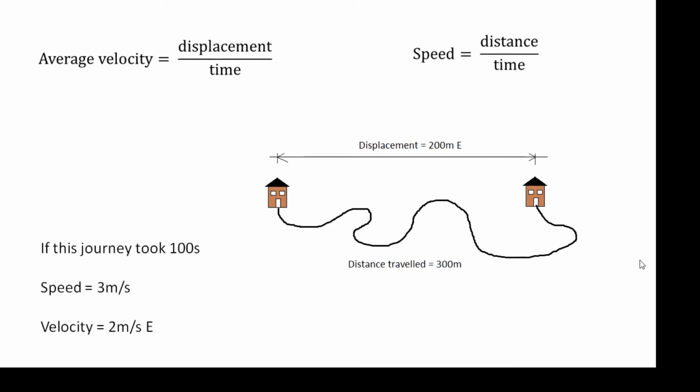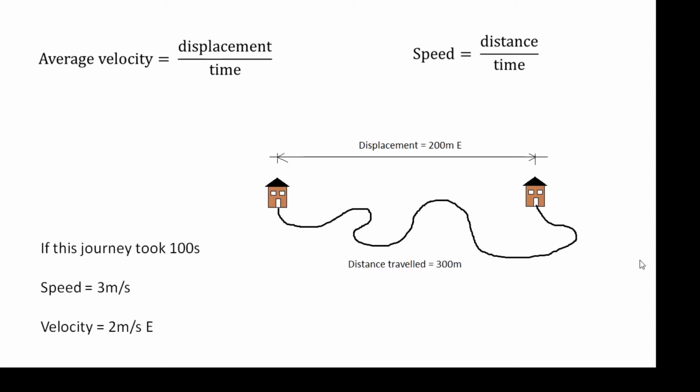Imagine I go for a wiggly walk. If I end up 200 meters east of where I started, then my displacement is 200 meters east. The distance I traveled may well have been 300 meters. My velocity is displacement over time. So if the journey took 100 seconds, then my velocity will be 200 divided by 100, which is 2 meters per second east. My speed, it doesn't matter what the distance was, speed is distance over time, so my speed will be 3 meters per second.